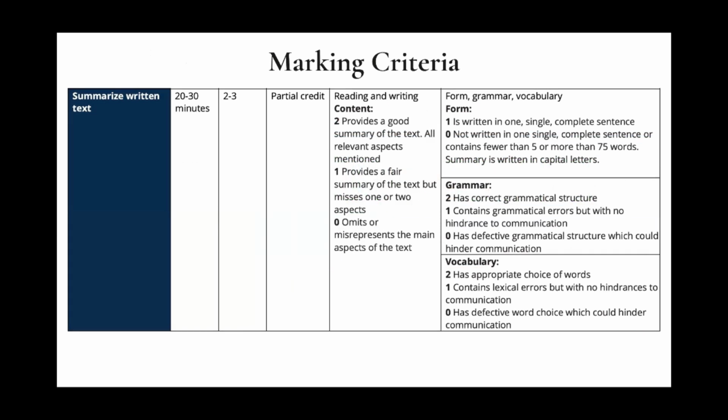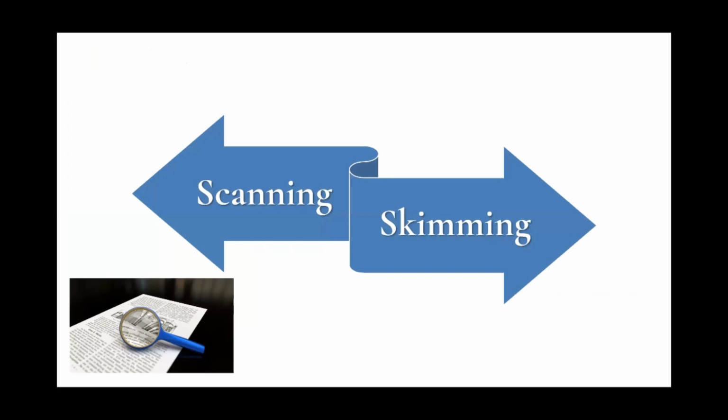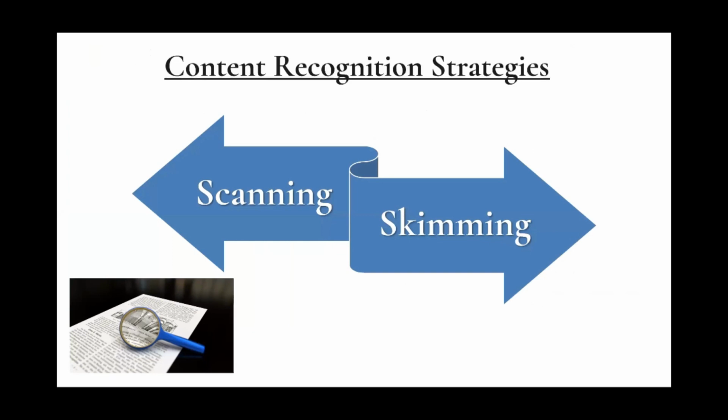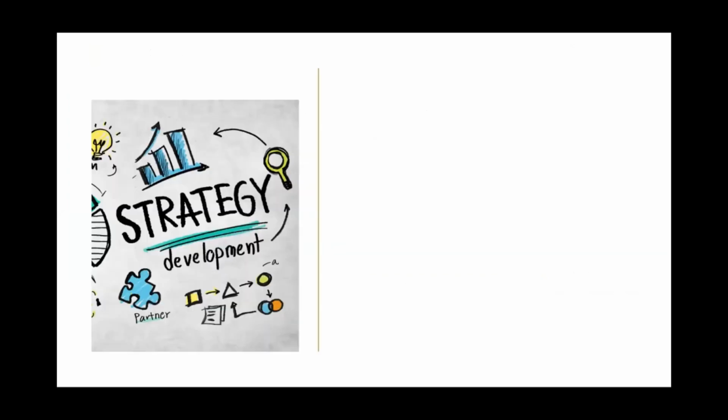All right, so let's go into the content recognition strategies. There are 2 very simple strategies when we are looking at content in any written text. The very first is called scanning and the second is called skimming. Both of them need to be done together at the same time. However, let's understand what scanning is and what skimming is. First, let's look at scanning.